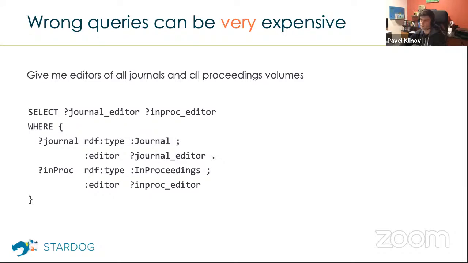This is one example which I've seen at least a dozen times, where you need to query for disjoint things in the graph. The author of this query wanted to get the editors of all journals and the editors of all preceding volumes in the graph.